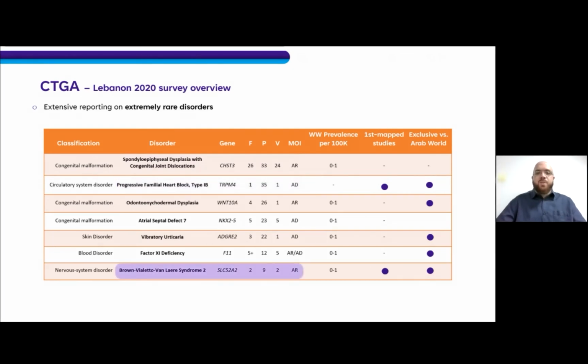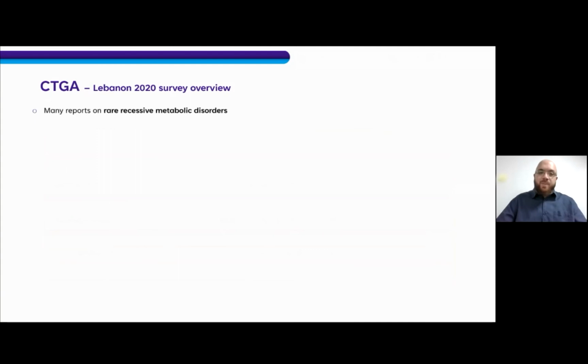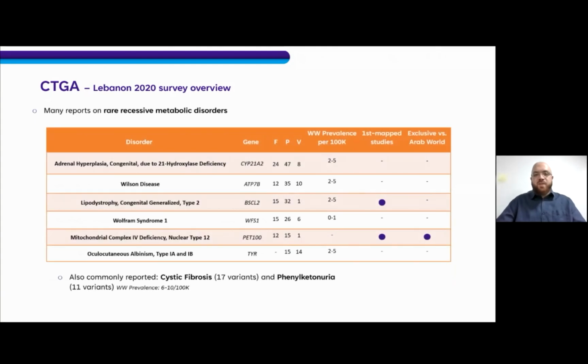BVVLS2 is another disorder first mapped in Lebanon, and this is a fatal motor neuron disorder for which, interestingly, some effective supplement therapy was discovered recently. And also notably, rare metabolic disorders were reported in large numbers of families.